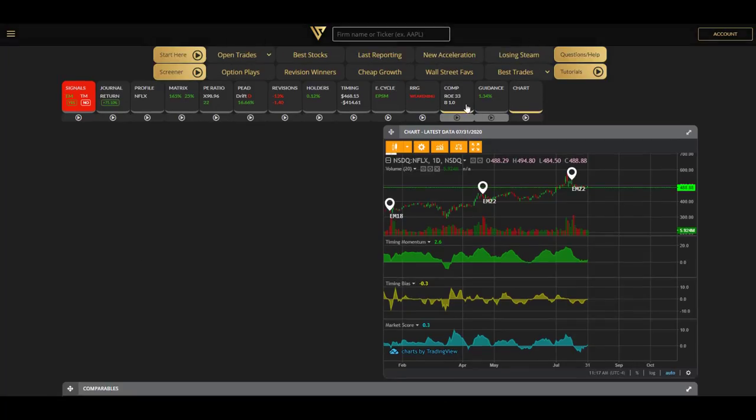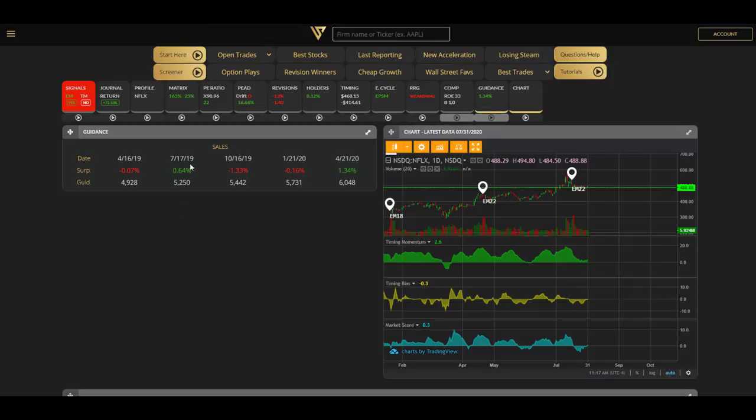The guidance is usually published by the company. Not much to say here. Sometimes it's discontinued. Most of the time, companies are discontinuing the guidance. And obviously, the chart here is useful.